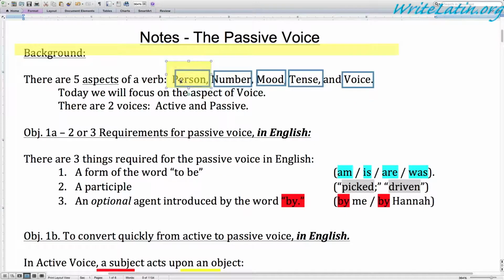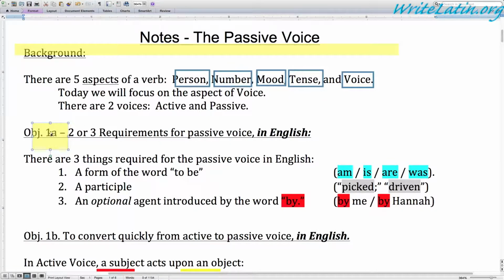Just for your information, the possibilities for person are first, second, and third. For number, singular and plural. For mood, indicative and imperative. Later on, we will get a third mood called subjunctive, but for now we just have indicative, which is your normal verb indicating what happened, and imperative for command forms. And tense is obviously past, present, future, although those 3 simple tenses are often subdivided into many particular tenses.